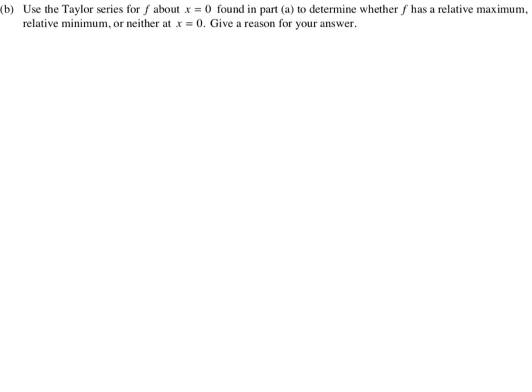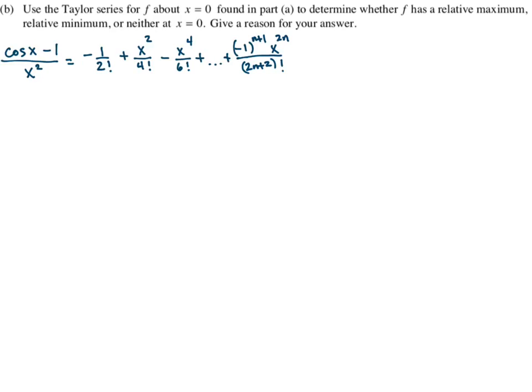And for part B, they say use the Taylor series for f about x equals 0 found in part A. So I'll go ahead and just bring in what we found from part A. And they want us to determine whether f has a relative max or a relative min, or neither at x equals 0, and then of course give our reason.